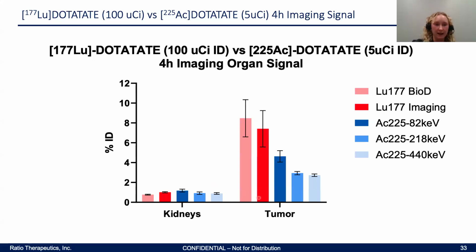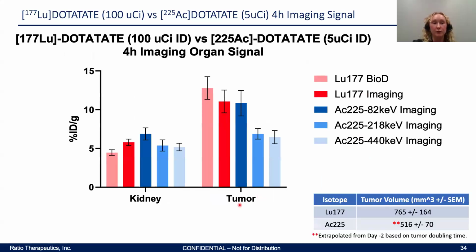But if we look at the next slide, once we look at percent ID per gram, correct for the difference in tumor size that we note in the bottom corner, there was a higher average tumor volume for the lutetium cohort than for the actinium cohort. So once you take that into account and look at percent ID per gram, then we can see that the lutetium data for imaging and bio-D is very comparable to at least the actinium 82 keV peak, which is super promising to see how close those values are.